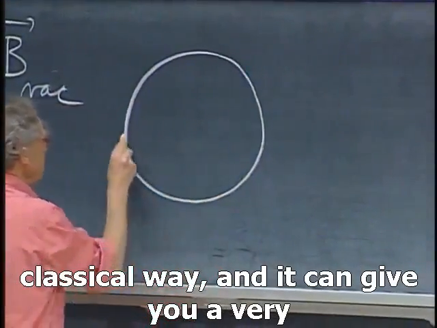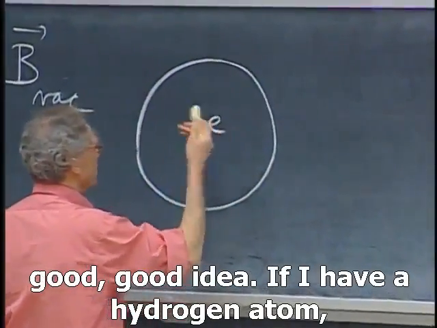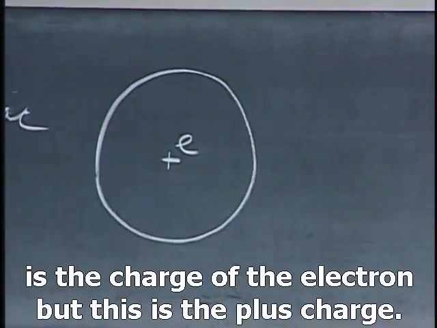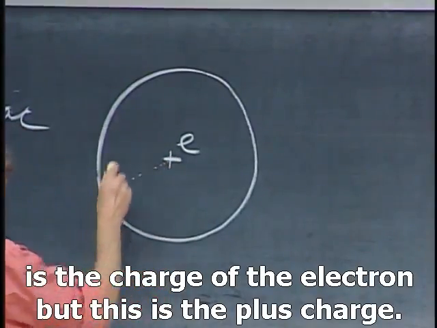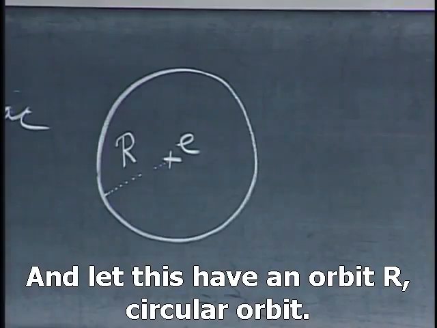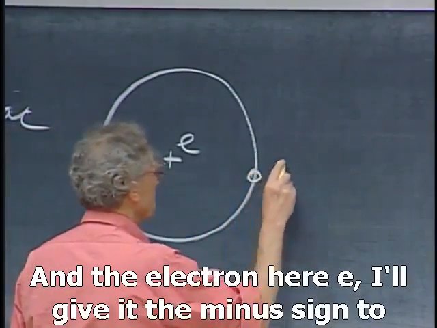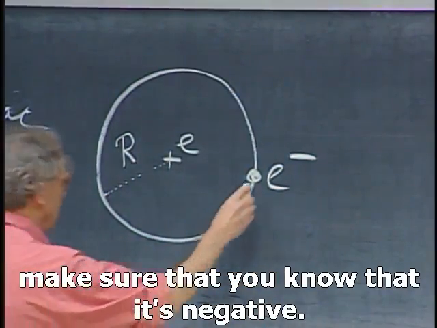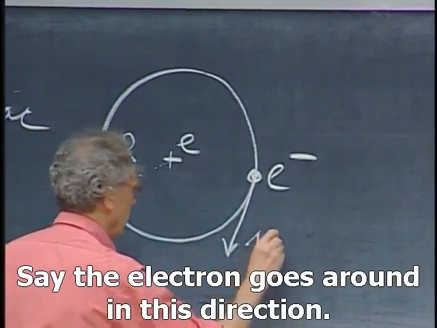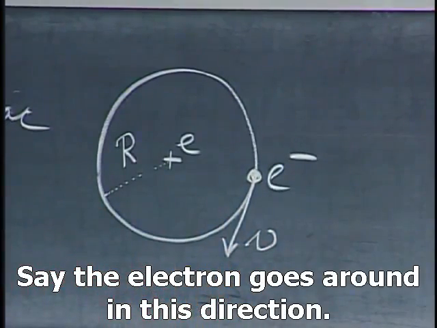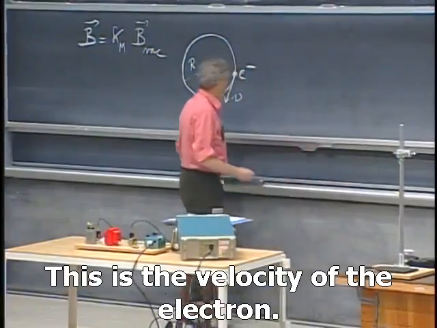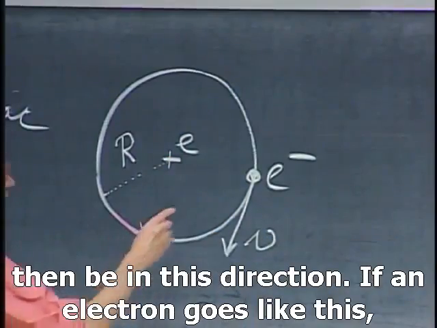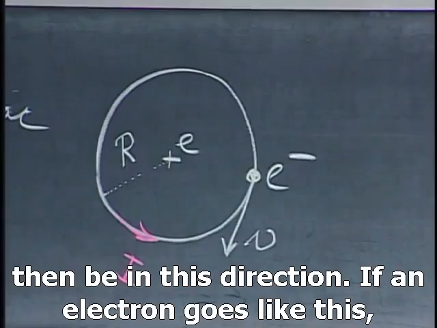If I have a hydrogen atom, which has a proton at the center, has a charge plus e. e is the charge of the electron, but this is the plus charge. And let this have an orbit r, circular orbit, and the electron here, e, I'll give it a minus sign to make sure that you know that it's negative. Say the electron goes around in this direction. This is the velocity of the electron. That means that, of course, the current around the proton would then be in this direction. If an electron goes like this, the current goes like that. That's just by convention.